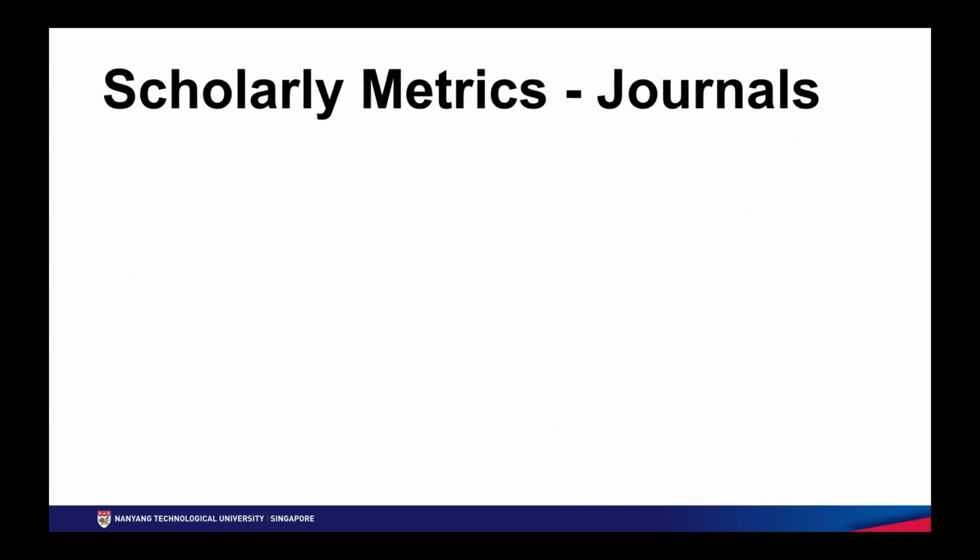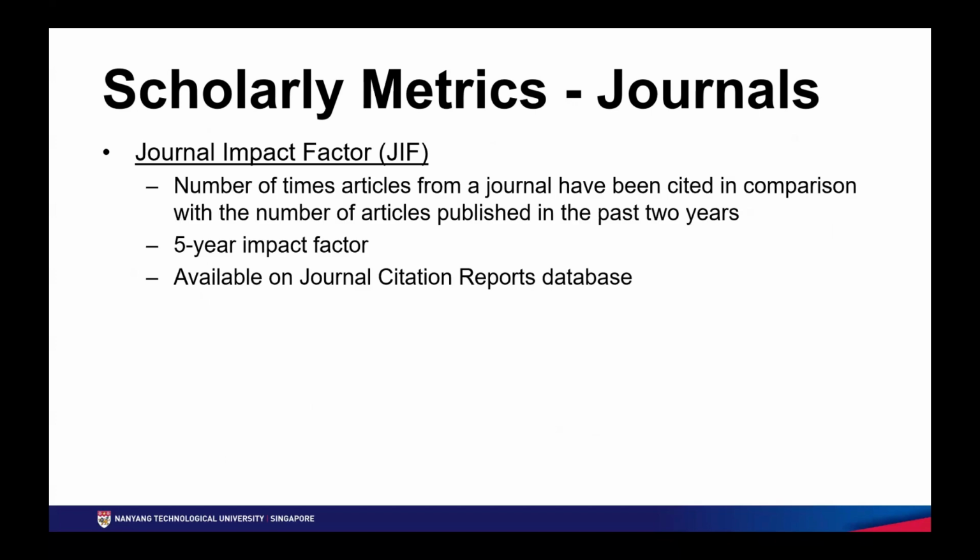Let's move on to looking at the scholarly metrics used to calculate the impact of journals. The most commonly used metric for this is called the journal impact factor. This is measured by dividing the number of times articles from a journal have been cited over the number of articles that have been published in the past 2 years.